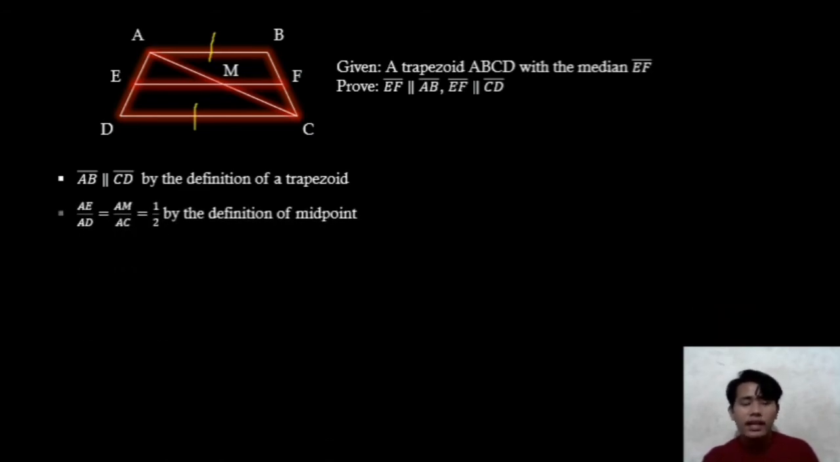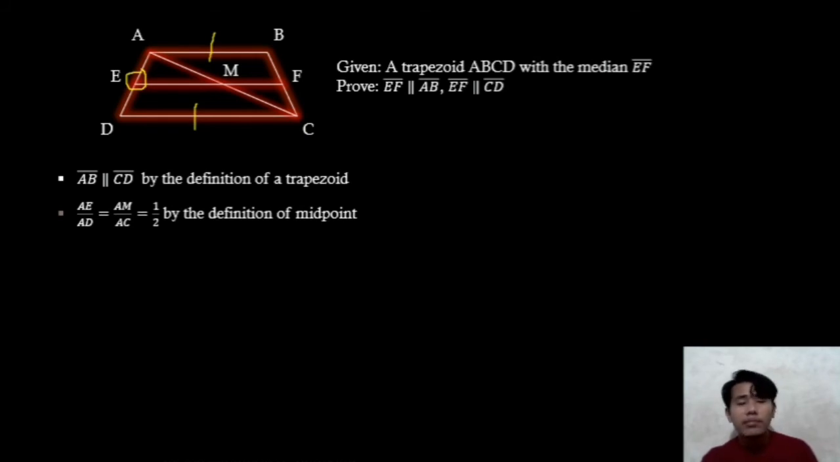AE over AD equal to AM over AC equal to 1/2 by the definition of midpoint. So the intended midpoint is the midpoint of a line segment. The definition of midpoint of a line segment is the point that separates the line segment into two congruent parts, which is, in this case, the midpoint E, this one, of the line segment AD.